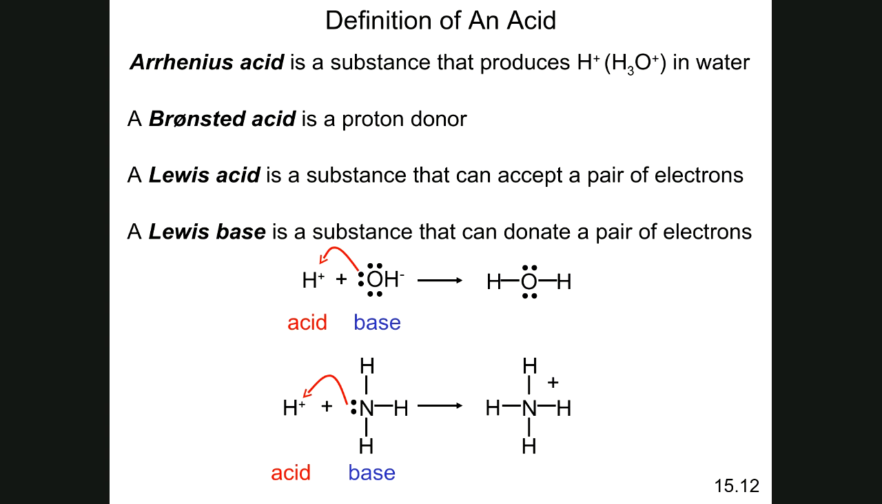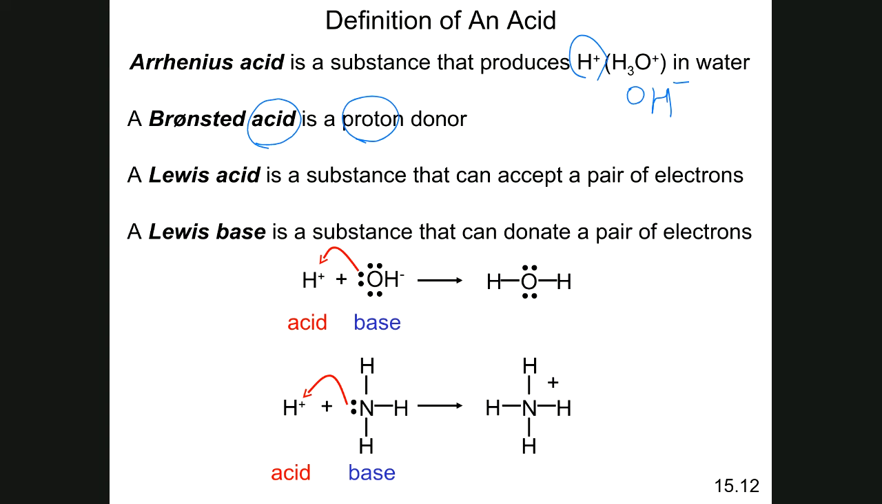One more time, definitions. An Arrhenius acid is going to produce hydrogen ion. An Arrhenius base is going to produce hydroxide ion. A Bronsted acid is going to donate a proton. A Bronsted base is going to accept a proton.